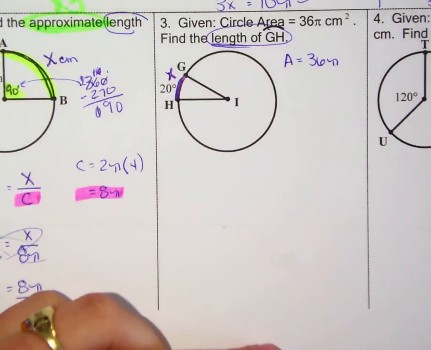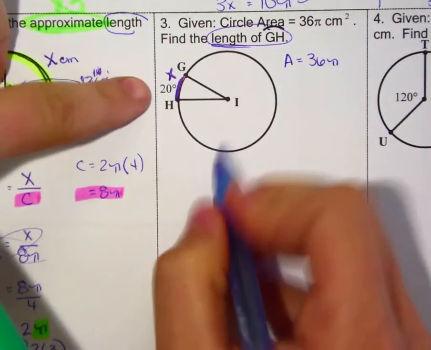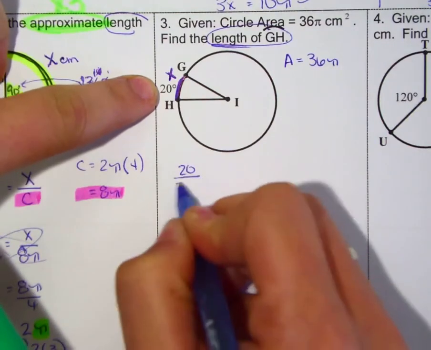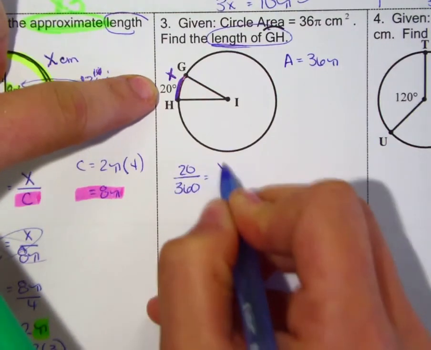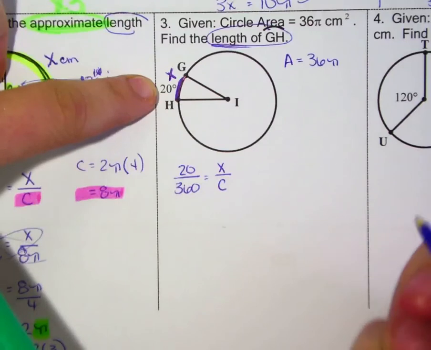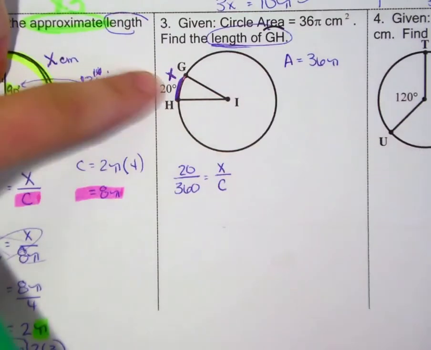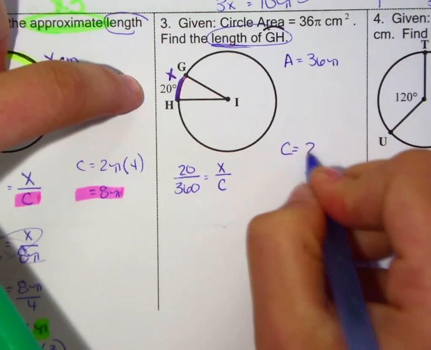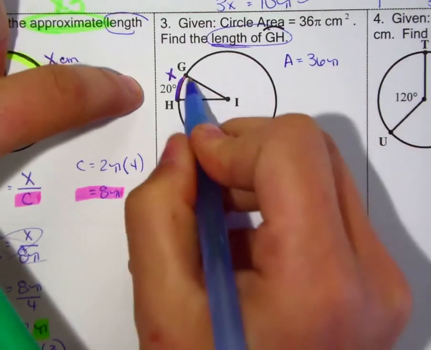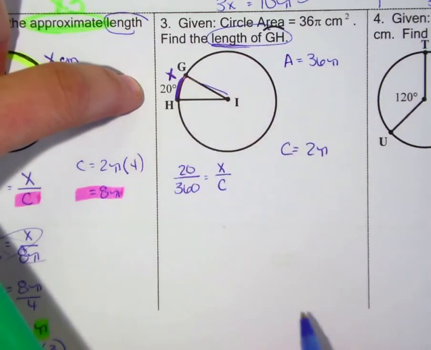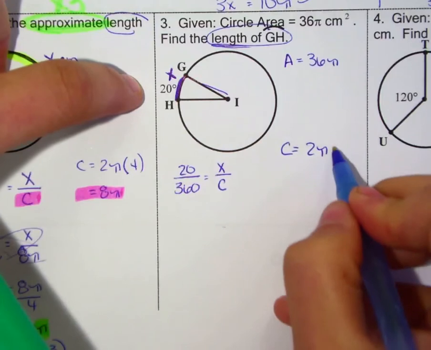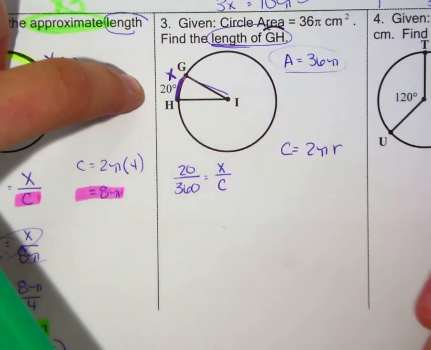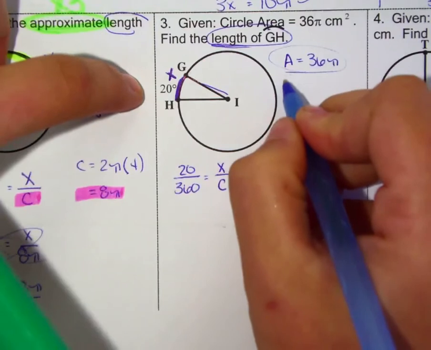Okay, so let's set up our proportion. We know that the arc measure is 20 out of 360, and that's equal to x divided by the circumference. It's part of the entire circumference. Now, we need to find the circumference, 2 pi times the radius. Do we know the radius right now? We don't. So what we need to do is use the area to find the radius.